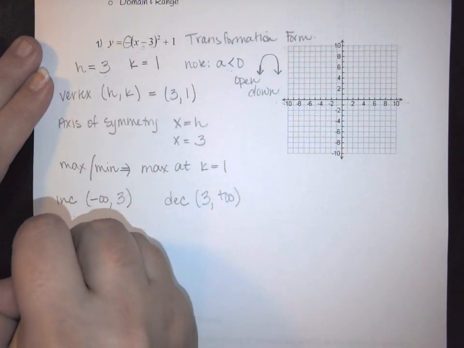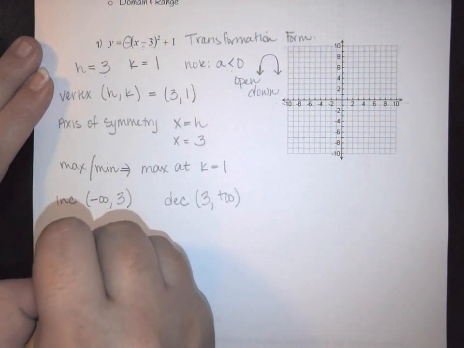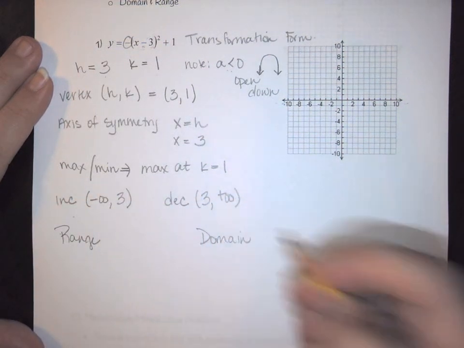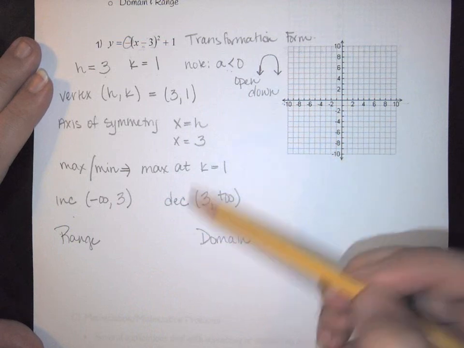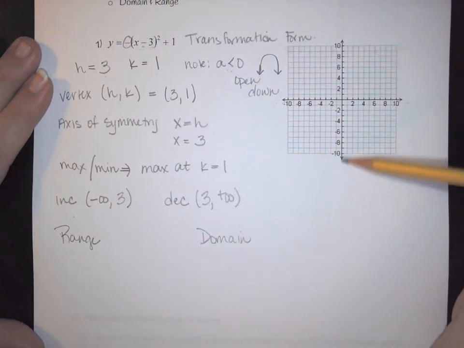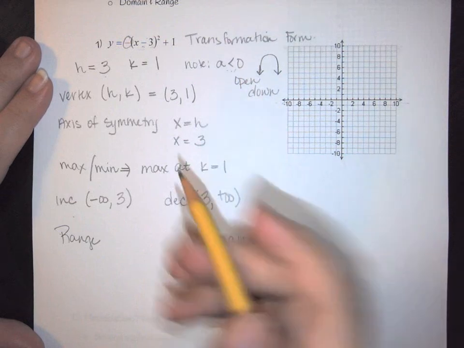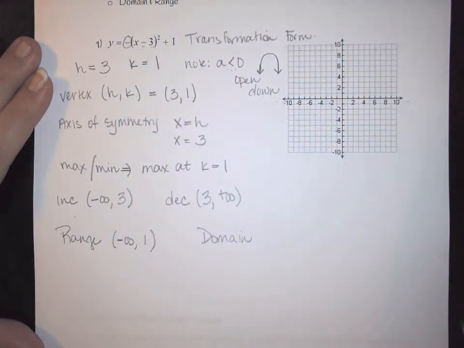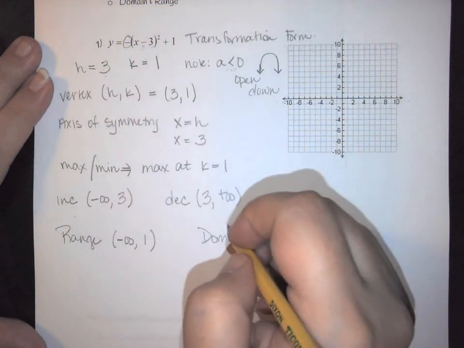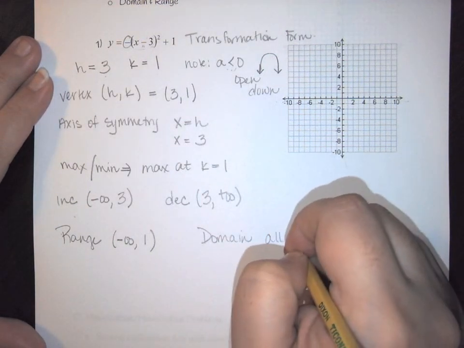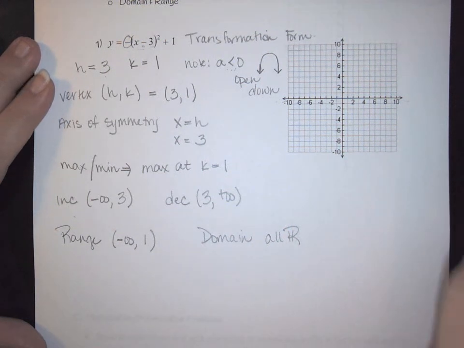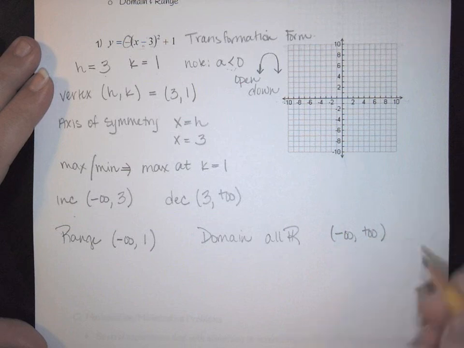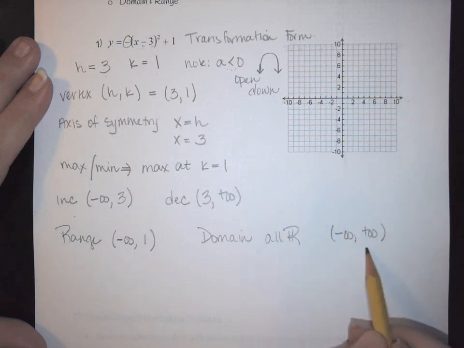Last but not least, I've got my range, and I've got my domain. So when I'm talking about my range, we're talking about where along the y-axis are we going. Because we have a negative value, it means we're going to start at negative infinity and travel up to that k value, which was 1. And in this case, my domain is going to be all real numbers. Now, the other way that we like to write domain is we can say negative infinity to positive infinity. Okay, so either one of those would work as a designation.